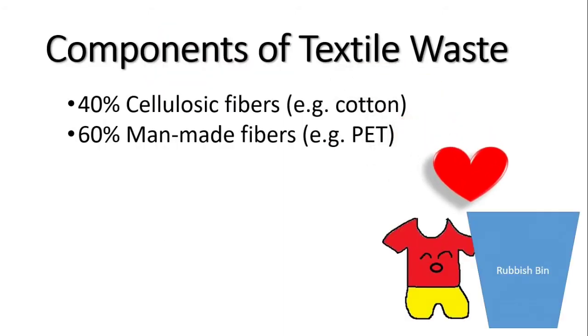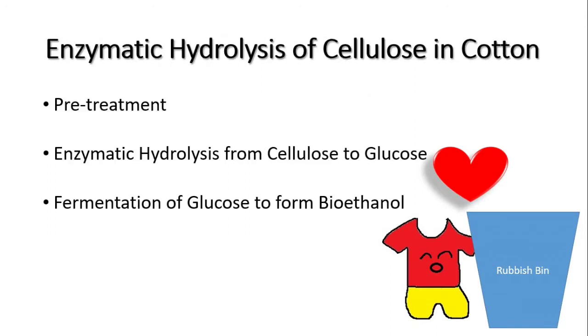Some research shows that there are 40% cellulosic fibers and 60% man-made fibers. Therefore, recovering the cellulose in textile waste is one of the methods to treat the textile waste. Let me introduce the enzymatic hydrolysis of cellulose in cotton. It includes 3 steps. Pretreatment. Enzymatic hydrolysis from cellulose to glucose. Fermentation of glucose to form bioethanol.